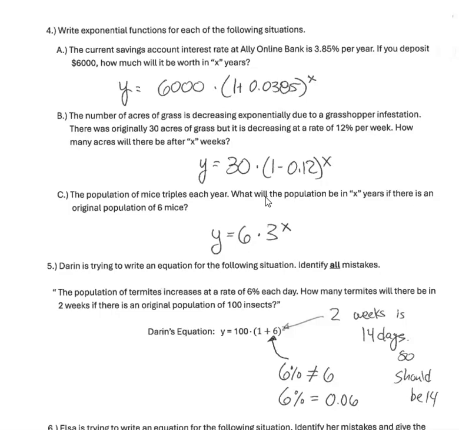The next one is, the population of mice triples each year. When you do a problem like this, you don't use that equation because it's a little confusing. You would just say, how do I triple something? It's just multiplying by 3, and you're going to do that a certain number of times. So you would have your 6 mice times 3 a certain number of times. And the way we say times 3 a certain number of times is 3 to the x.